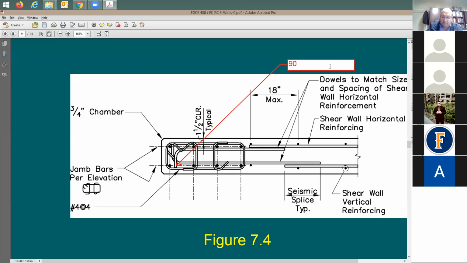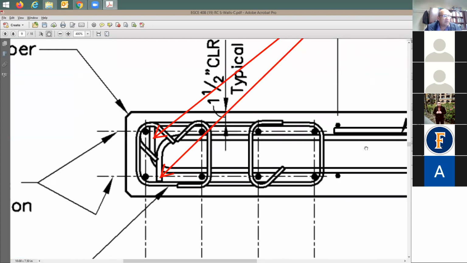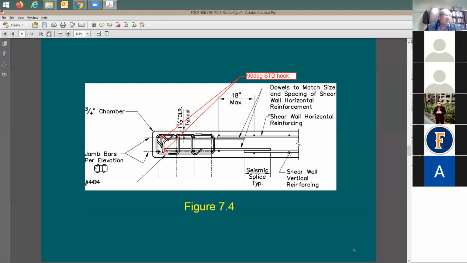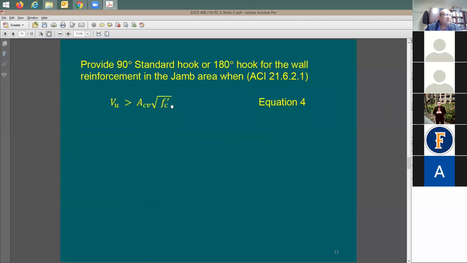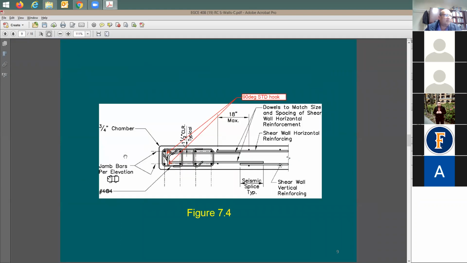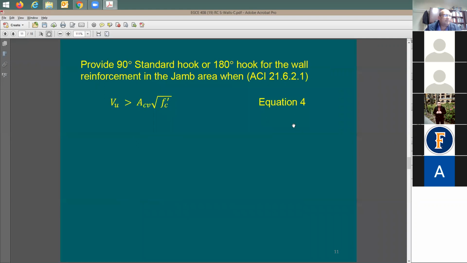This is going to be a 90 degree standard hook. Is this only here? I'm going to say no. It's going to be for both reinforcing bars coming as horizontal rebars, and also this one that I'm pointing at. So here are the horizontal rebars. You need to bring them inside this confined area and then hook them inside it. This is what it says here. This is the 90 degree standard hook for all the wall reinforcement in the jamb area. What jamb area? We call these jamb bars.